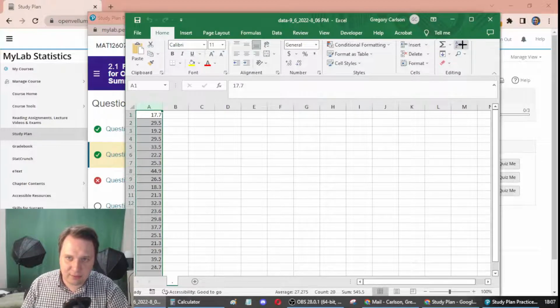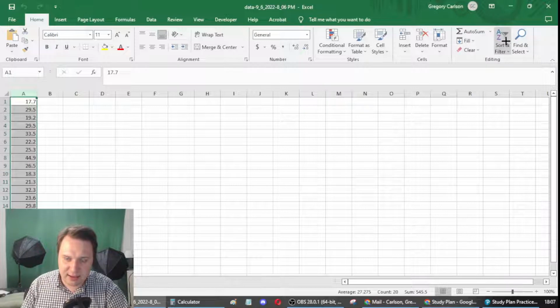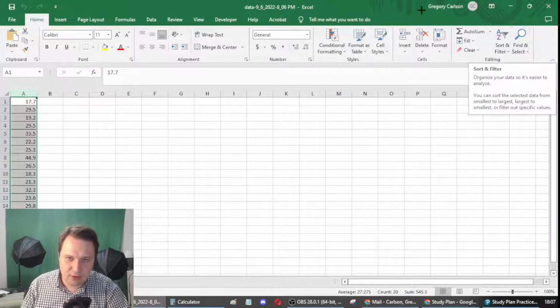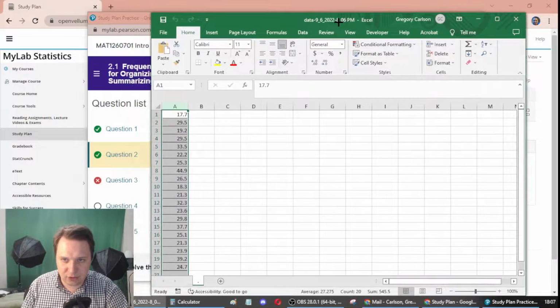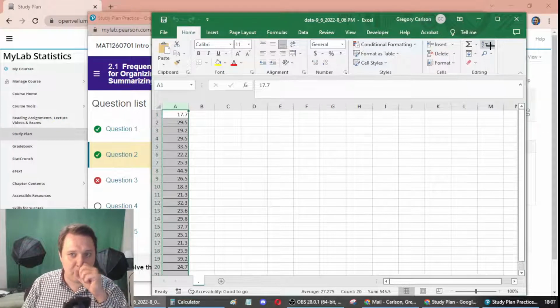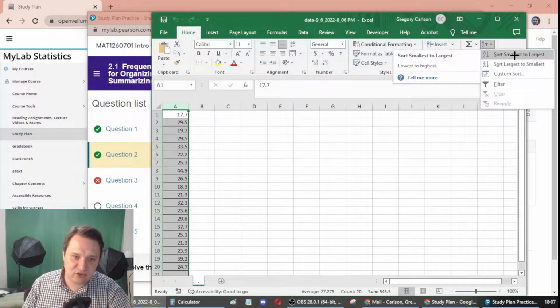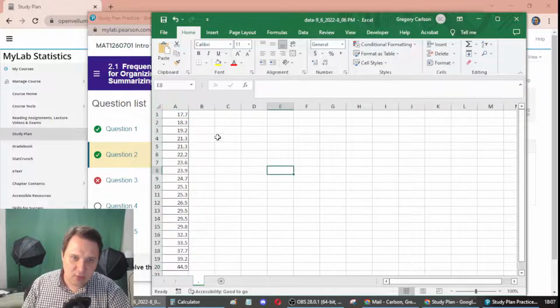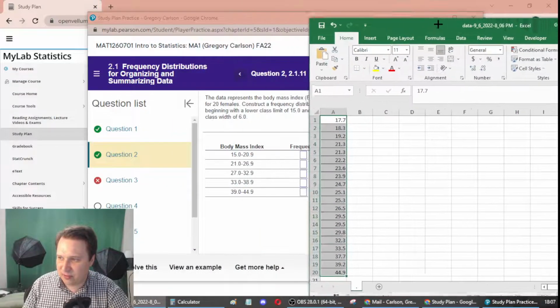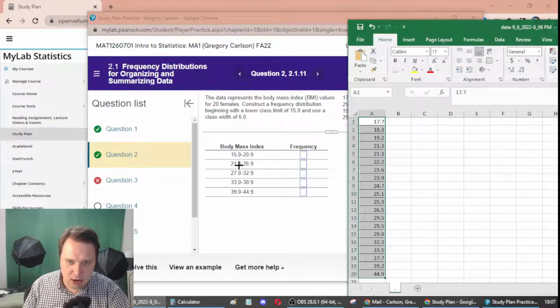And you see this little button right here with the A and the Z on it. If your screen is big, it will say Sort and Filter. If your screen is smaller, you'll just see the AZ button. So I'm going to click that, and you'll notice it says sort from smallest to largest. If I click that, it's now put my data from smallest to biggest, which is nice because now it's going to be a lot easier to count how many are in each one of these categories. See what I'm saying?